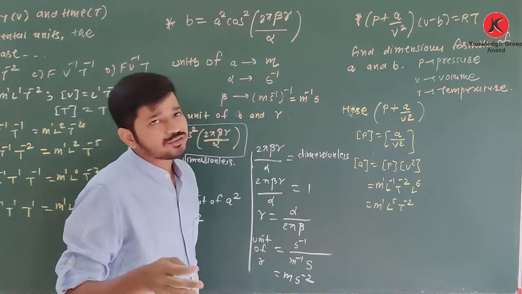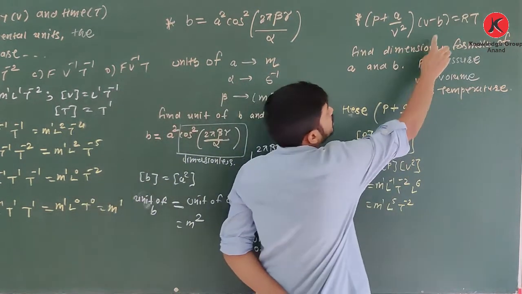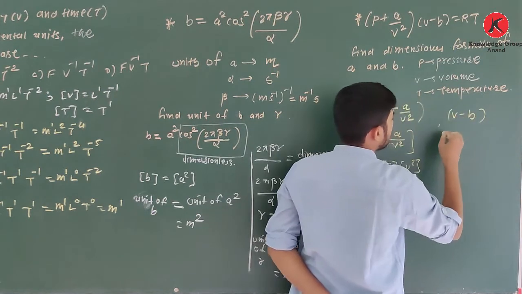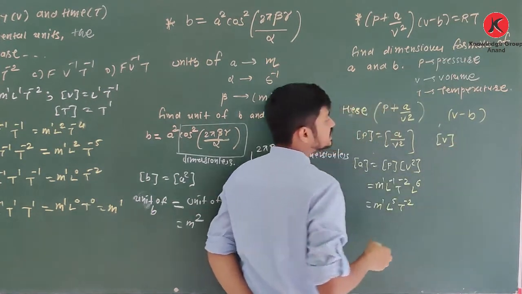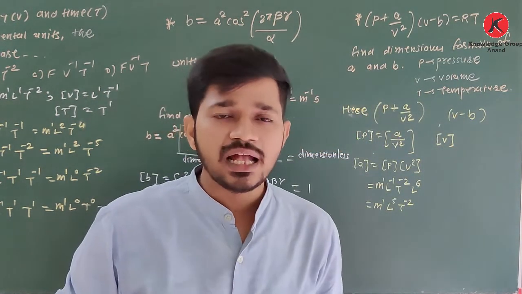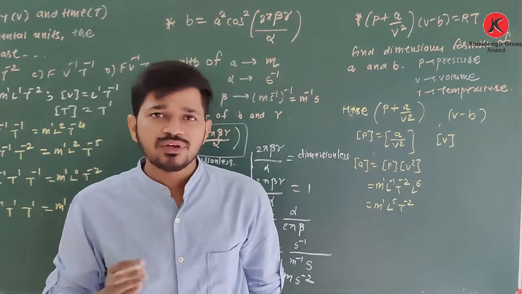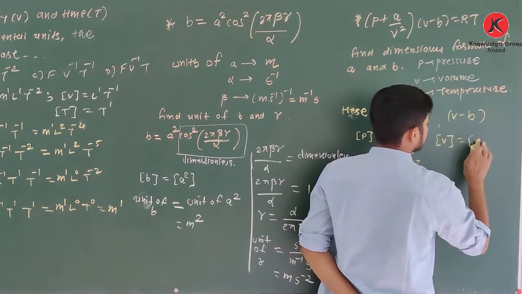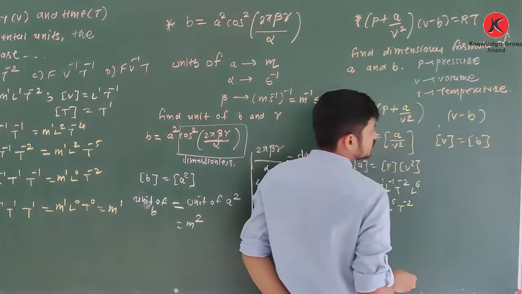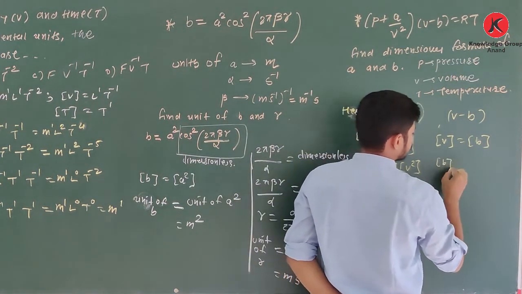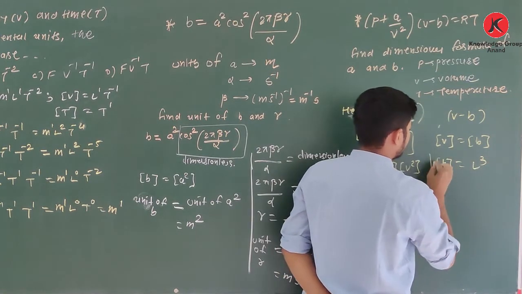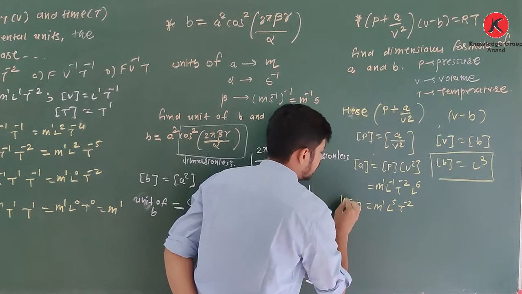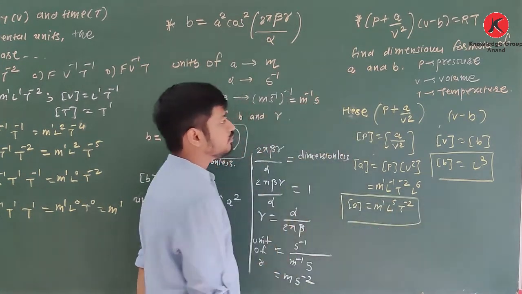Now, how to find the dimensional formula of b? See, where is b? It is V minus b. So what is the meaning of V minus b? It means there is a subtraction between V and b, so the dimensions of the two are the same. So the dimensions of V are equal to the dimensions of b, so the dimensions of b is L. This is the dimension of a and this is the dimension of b.